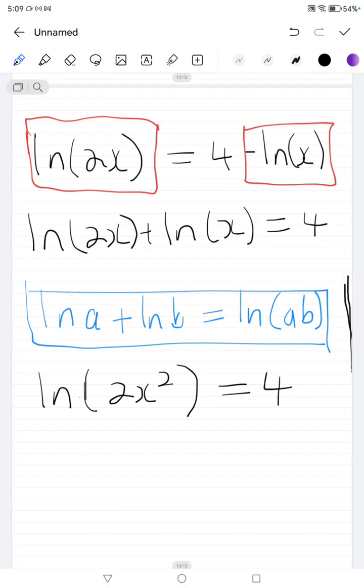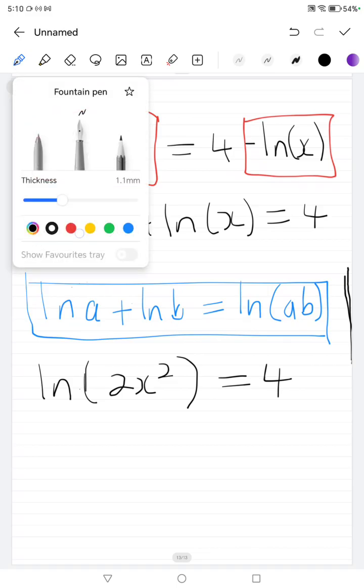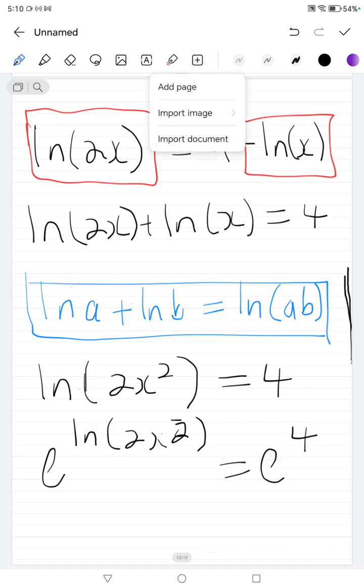Then when you're at this side, you see there's actually nothing more that you can do. What you have to do is to introduce your e to get rid of your ln. So now you introduce your e, that you have your e exponent ln of 2x squared. 2x squared is equals to your e to the exponent 4.